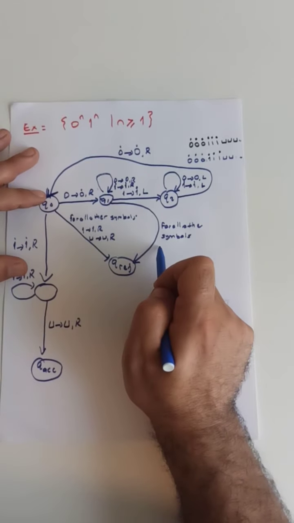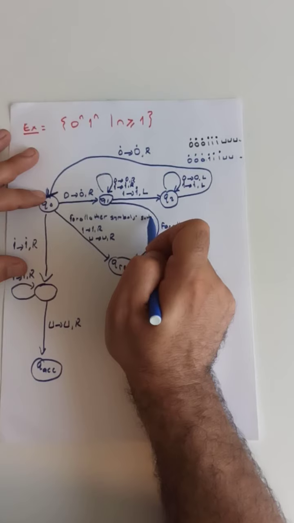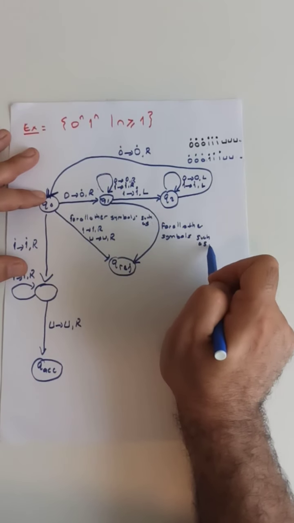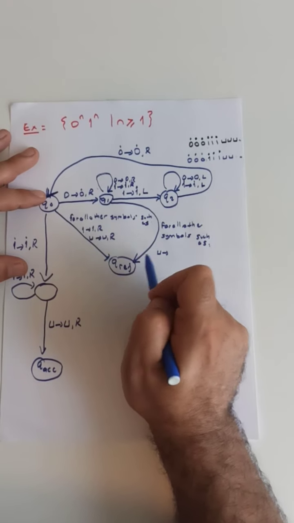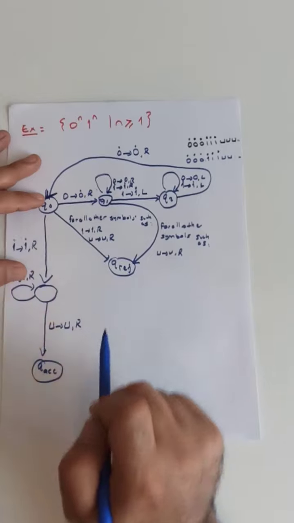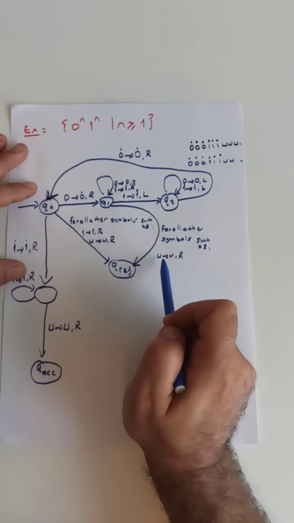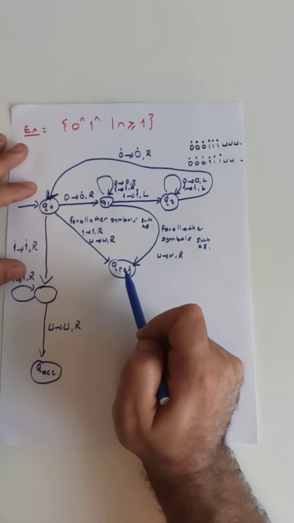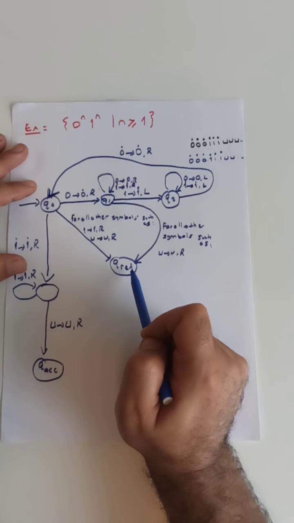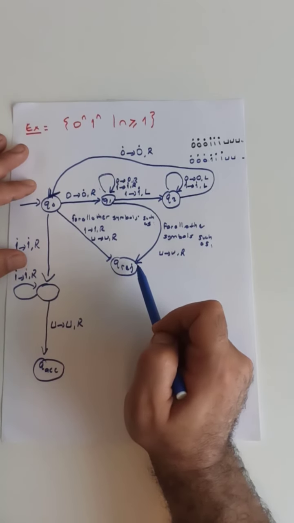For instance, if we encounter a blank symbol, we can immediately go to the rejecting state with the following transition. This tells us that if you're at Q1 and you encounter a blank symbol, then we can immediately go to the rejecting state in our finite control, and the Turing machine will reject the given input string.